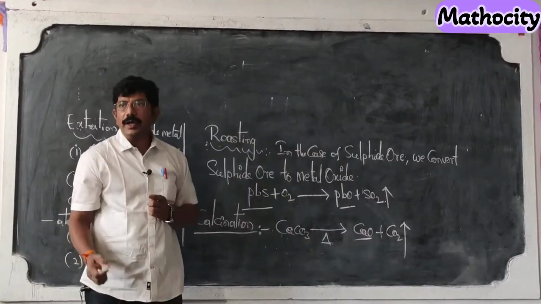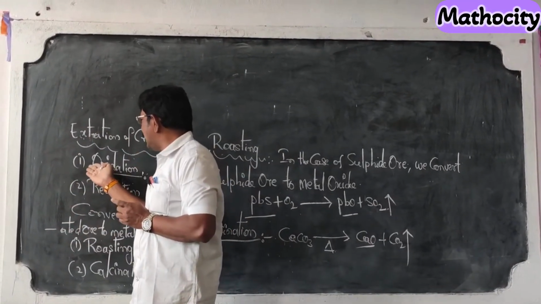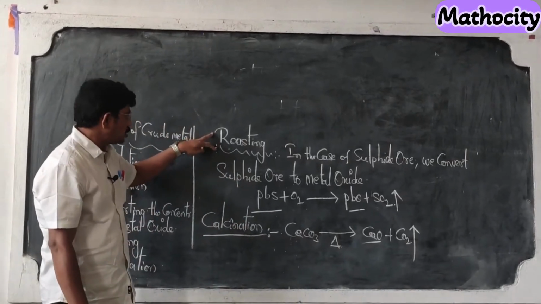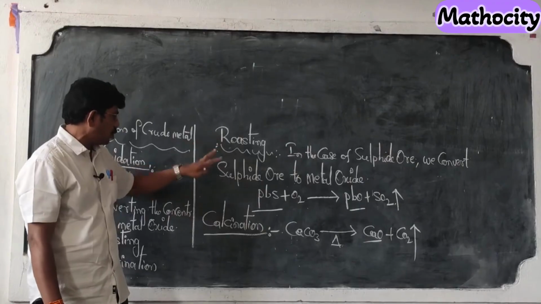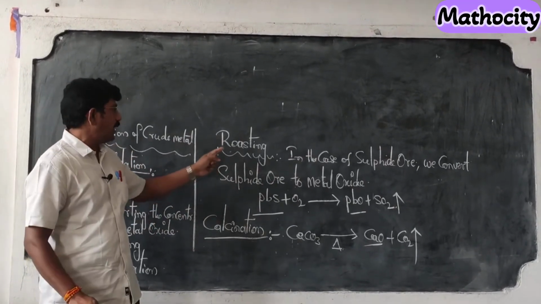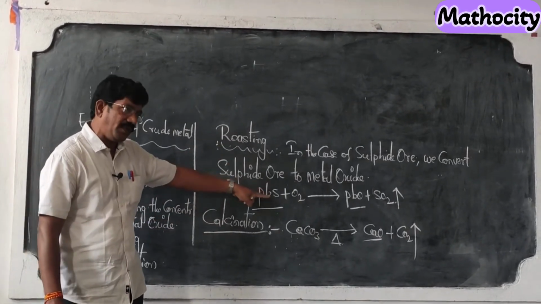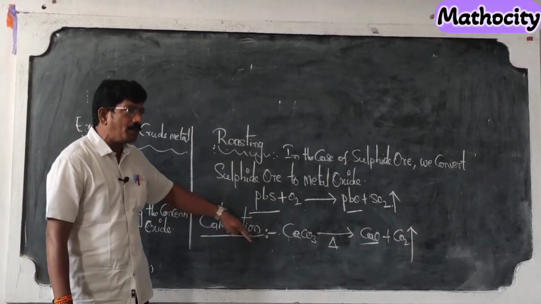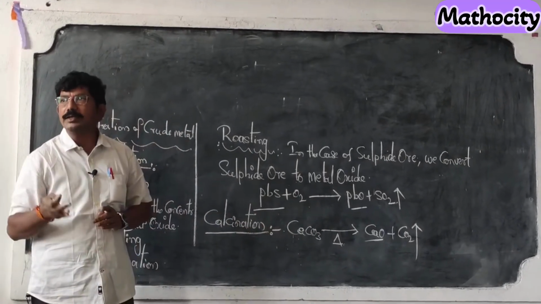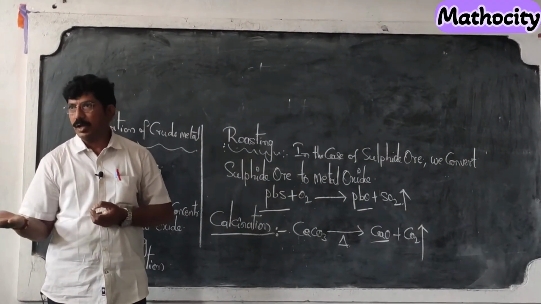Are you clear? So, extraction of this crude metal involves two things. One is the oxidation, another one is the reduction. Oxidation is again a process of roasting, and it is a combination of roasting and calcination. Depending on the nature of the ore, we have to adopt either roasting or calcination. Generally, roasting is adopted in the case of sulfide ore and calcination is adopted in the case of carbonate ore. The ultimate result is you will get the metal oxide. In both the cases you are getting metal oxide.